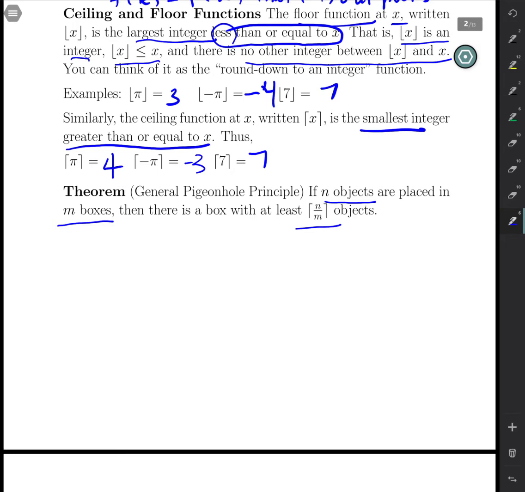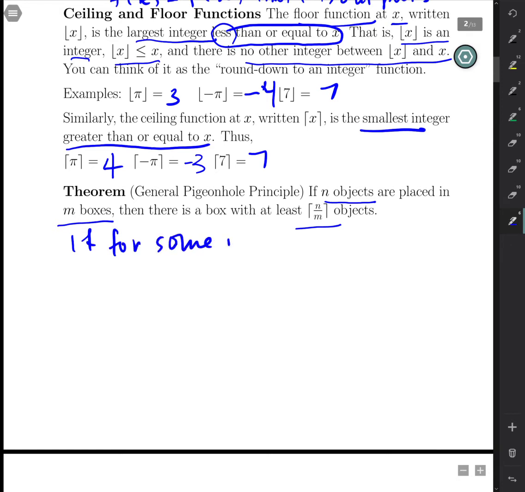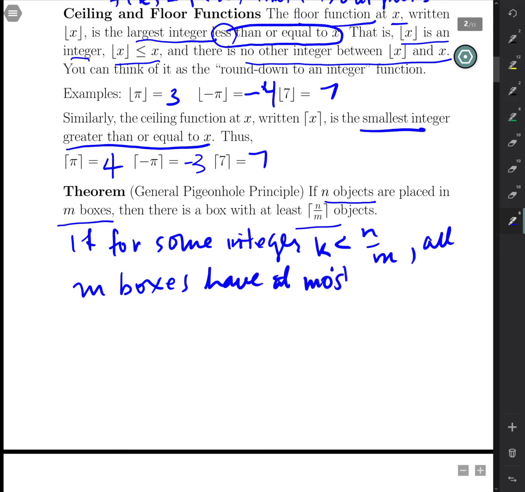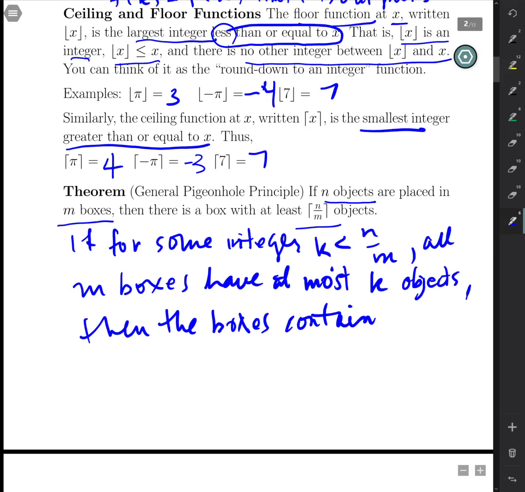So I'll give a quick sketch of a proof, and it's actually a proof by contradiction. If, for some integer k less than n over m, all m boxes have at most k objects, then how many objects do the boxes contain? Just a matter of figuring out. You have m boxes, and you have no more than k in each, so they contain at most m times k.